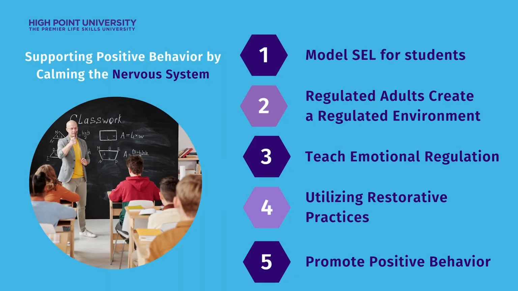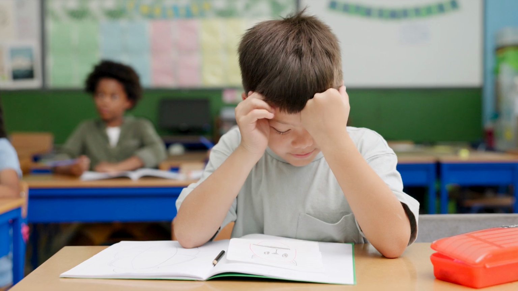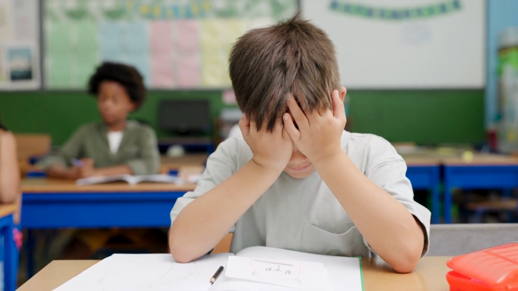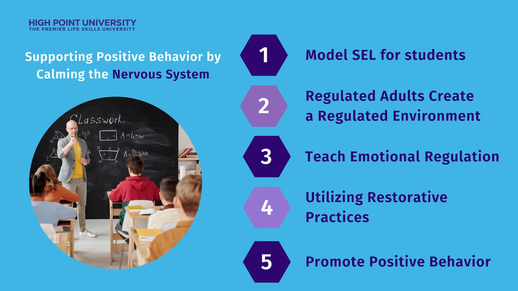When fostering positive behavior in the classroom, one important thing to remember is that a dysregulated adult cannot help regulate a child. Calming the nervous system is essential, and as teachers, we play a big role in making that happen. When students are stressed or overwhelmed, their nervous system can go into overdrive, making it difficult for them to focus, manage emotions, or make good decisions. That's where we come in. By staying calm ourselves, we can help them calm down and in turn engage in more positive behavior.